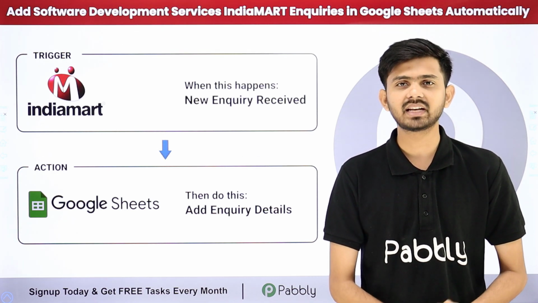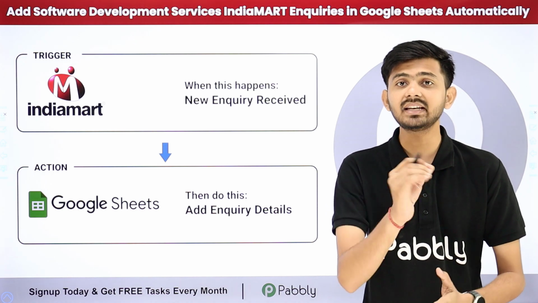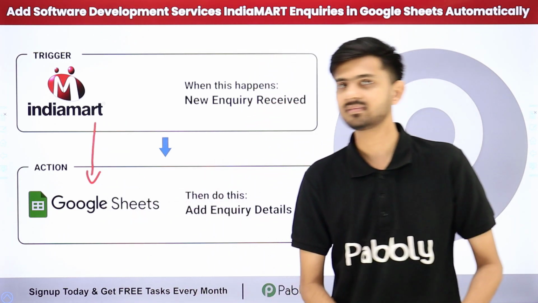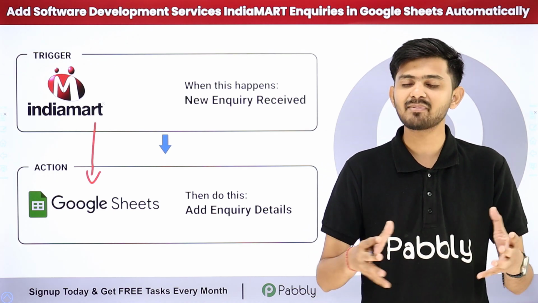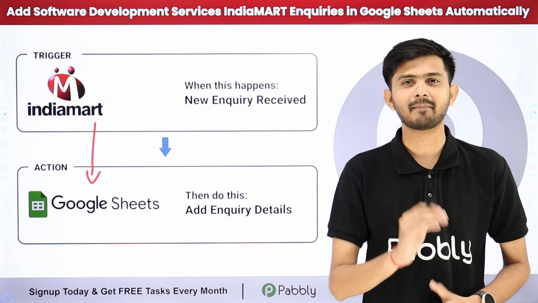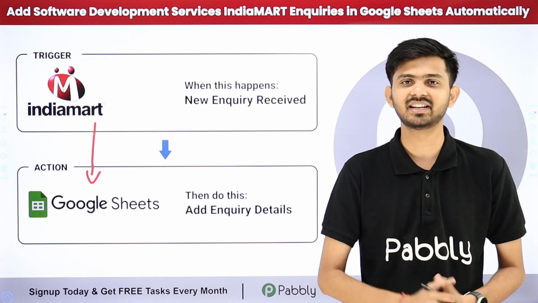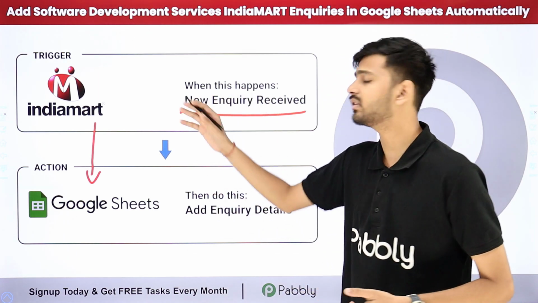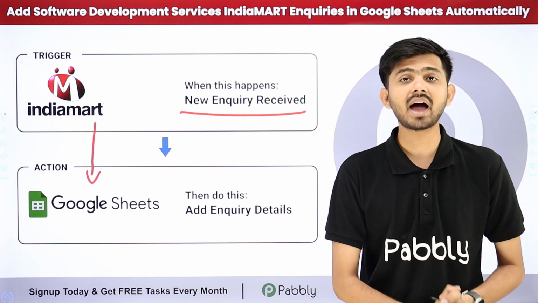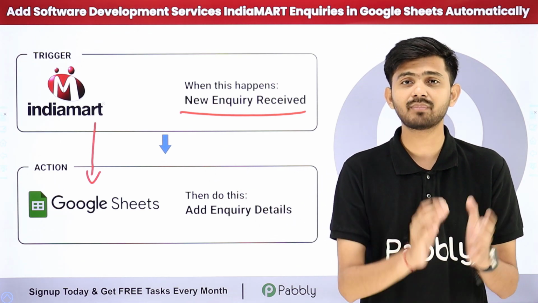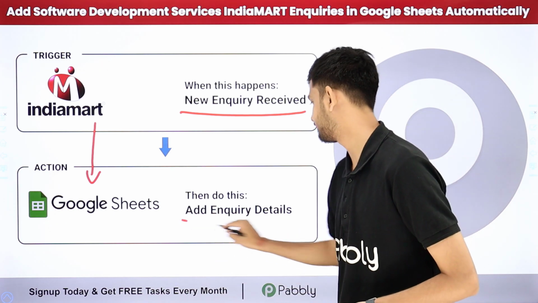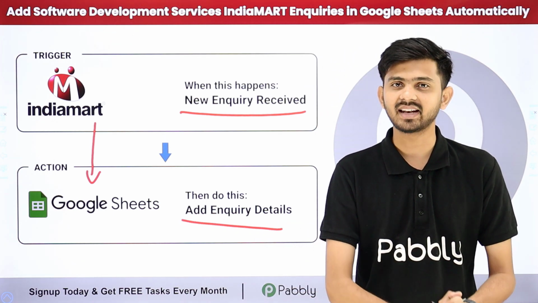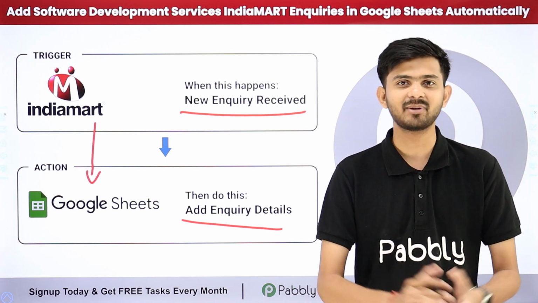So for my objective, and for doing this automatically, I need to build a connection between IndiaMART and Google Sheets. For building this connection, I'm going to use Pabbly Connect, which is an amazing software for automation and integration. With Pabbly Connect, as I receive a new inquiry for my software development business, I will automatically add all the details of my inquiry in my Google Sheet. So how am I going to do this and build this connection? Let me take you to my computer screen.